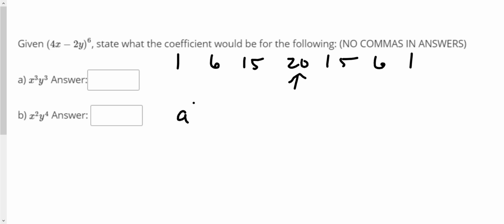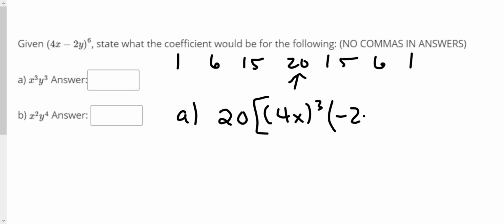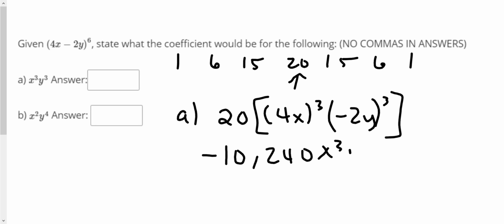So we're looking at part A. So I'm going to have 20. Now I've got that 4x. I'm going to raise that to the 3rd power, and I've got the negative 2y. I'm going to raise that to the third power. So when you end up doing that, you get negative 10,240 x to the third, y to the third. So we're just going to put that coefficient. So we've got negative 10,240 is that first one.